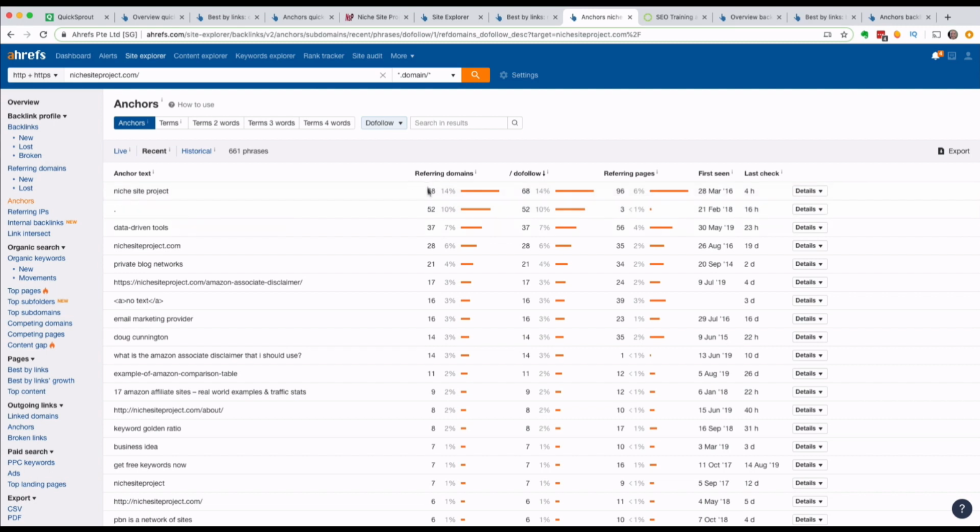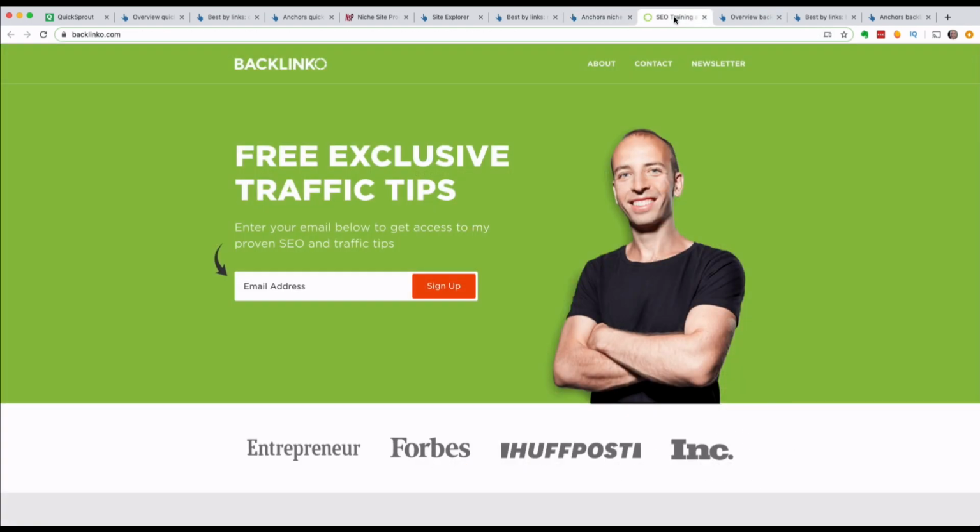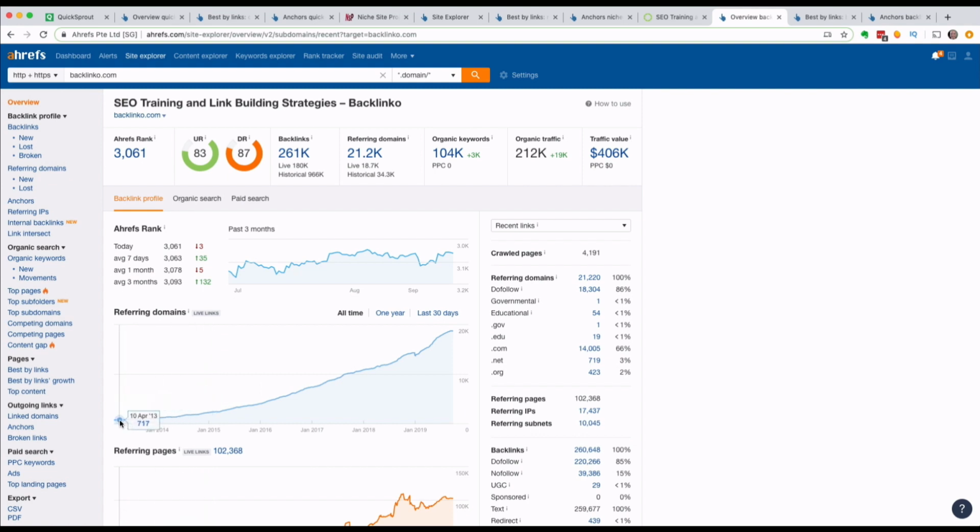Further, you see the number of referring domains, and most of the referring domains are indeed pointing to the homepage, and then the rest are throughout. Next, we'll look at Backlinko, Brian Dean's site here. When you look here, you'll see constant growth along the way, which is fantastic. Again, a lot of backlinks, a lot of referring domains, and ranking for a ton of keywords.